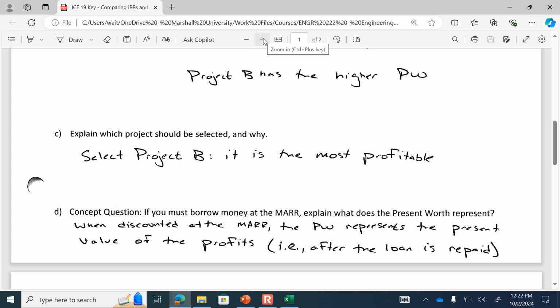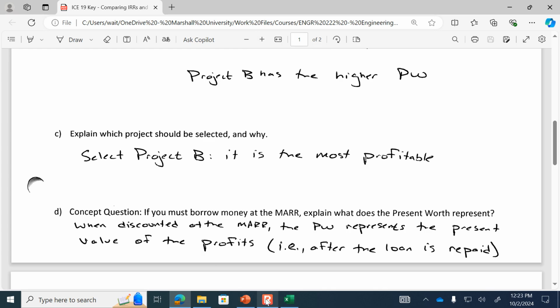So the profits come in the future, discount them at the MAR, then that's basically accounting for your borrowing costs. And if the present worth is positive, that means the project is profitable. And how profitable, like how far above zero that is, represents the present value of the profits that you as the project owner would get to keep.